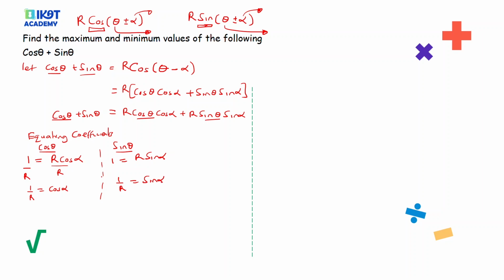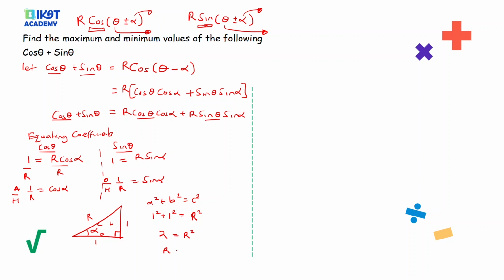From SOHCAHTOA, sine is opposite out of hypotenuse, and cos is adjacent out of hypotenuse. Then we draw this on our triangle. So this is alpha, opposite is 1, hypotenuse is r, and adjacent is also 1. From the Pythagoras theorem, a squared plus b squared is equal to c squared. So this is 1 squared plus 1 squared is equal to r squared. Here we have 2 is equal to r squared, so we get r is equal to root 2.